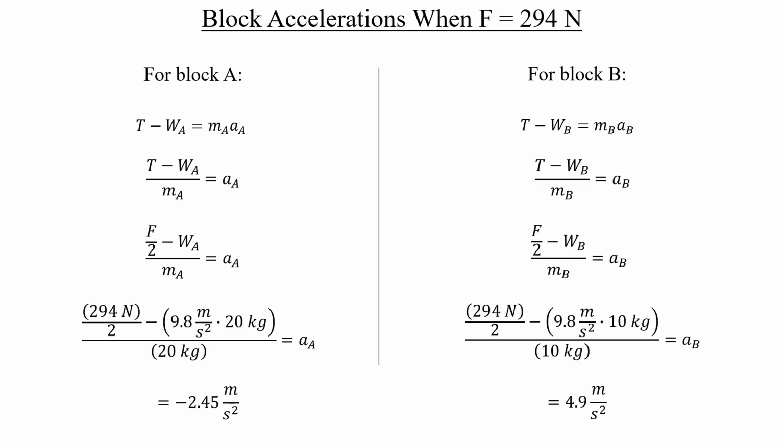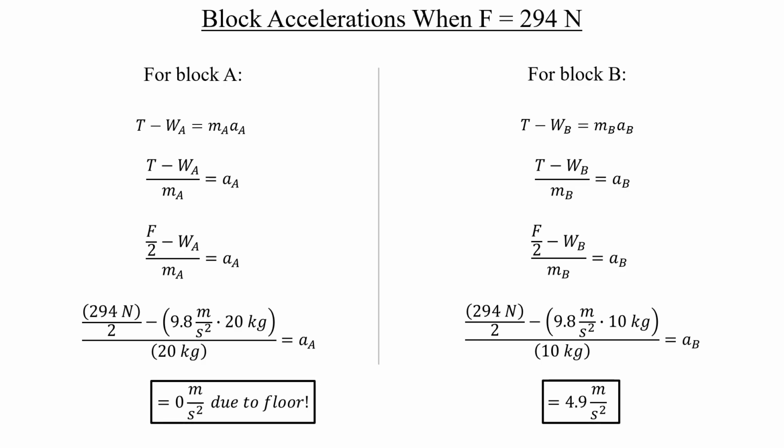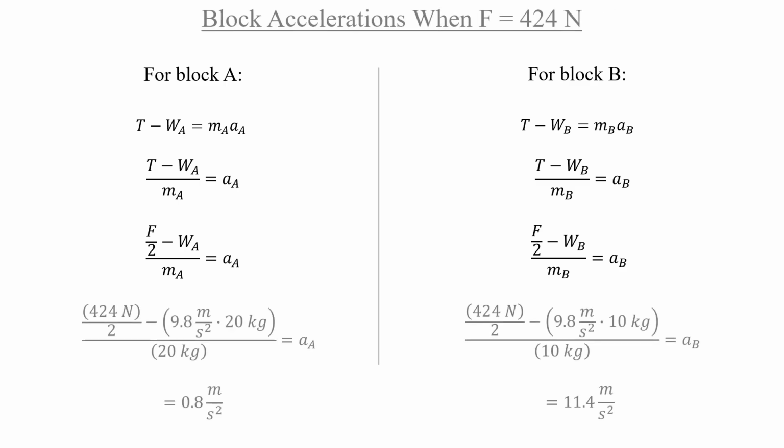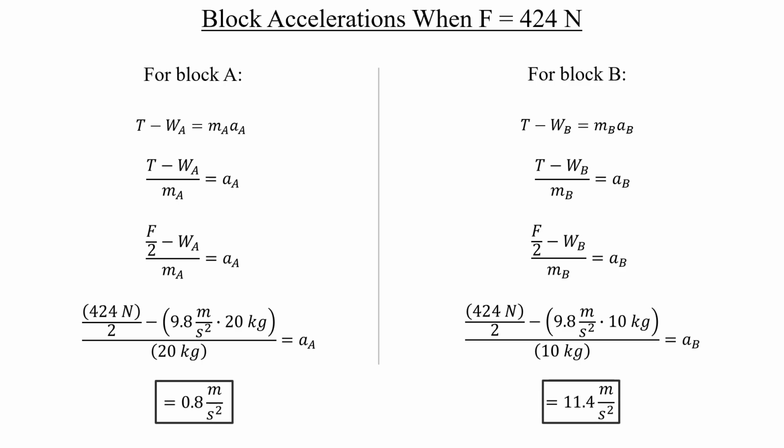However, it looks like we run into the same problem with block A down here. We can't use this result. Block A cannot accelerate through the floor. So let's go ahead and slap that result away and replace it with 0 like we did before in part A. With that taken care of, part B is good to go. For the final part, we don't run into any negative accelerations at the bottom, so we're good.